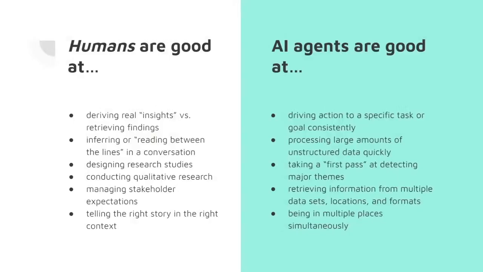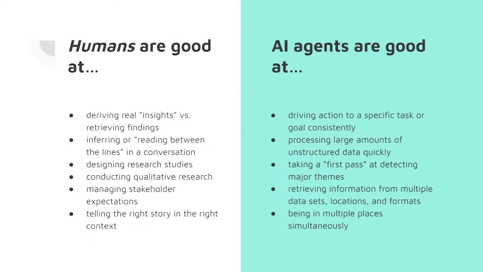Managing stakeholder expectations. This is still something that I think is really important for us as human researchers, to get alignment from your stakeholders and make sure that you're prioritizing the right problems to solve at the right moment. This is something that we still find that humans are better at. And then telling that story, telling the story in the right context. We know that AI and generative AI can tell stories, but can it tell the story that we want it to tell, in the way that we need it to, in the right context?